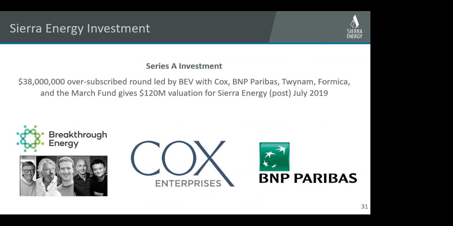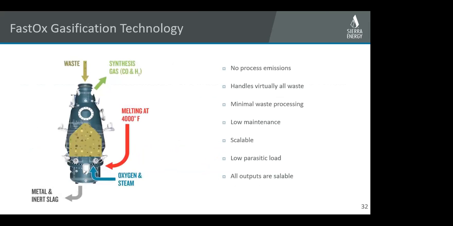Cox Enterprises, BNP Paribas, and Breakthrough Energy Ventures were the folks that really, there are a number of other companies as well, but we did our initial raise back in July of 2019. As a result of that, we were able to expand our testing and the development of our first other system, which we're referring to as a Pathfinder.